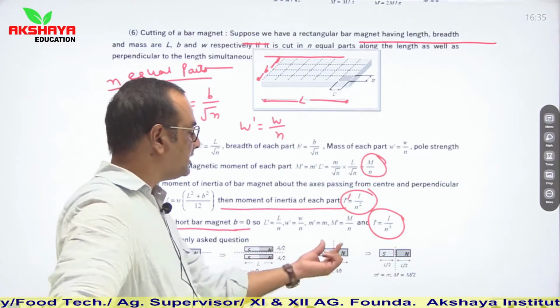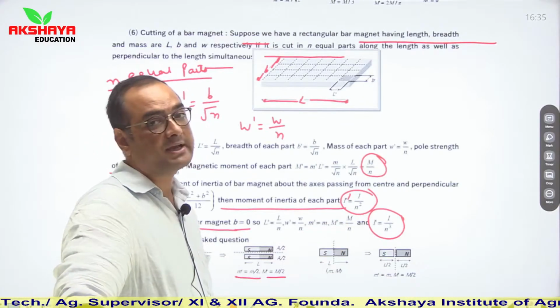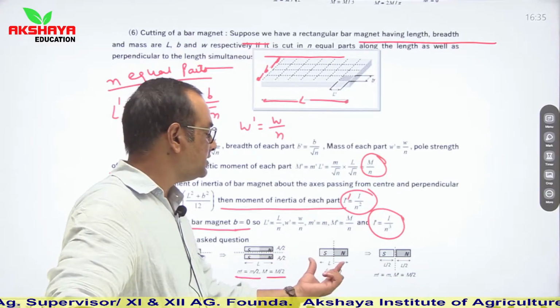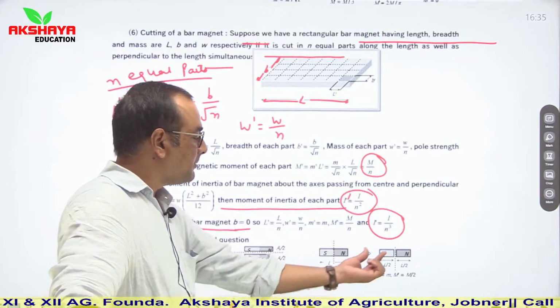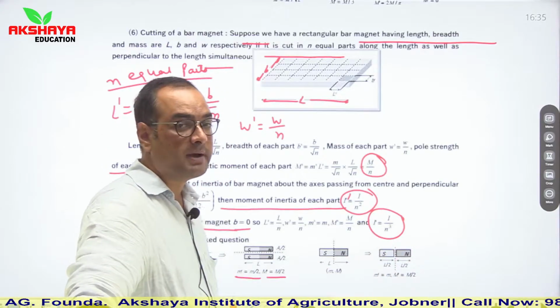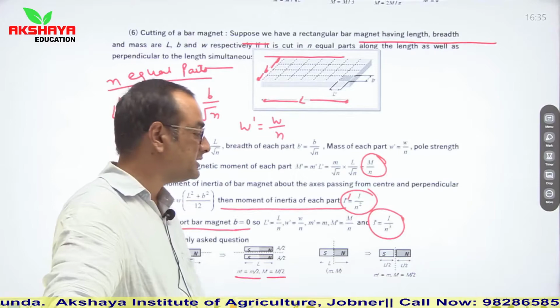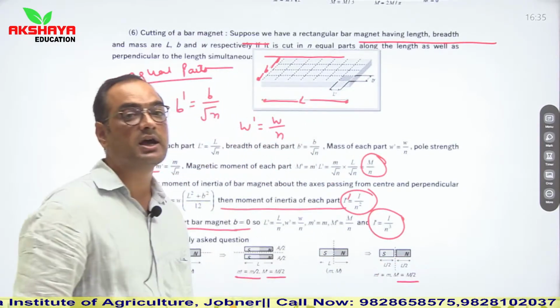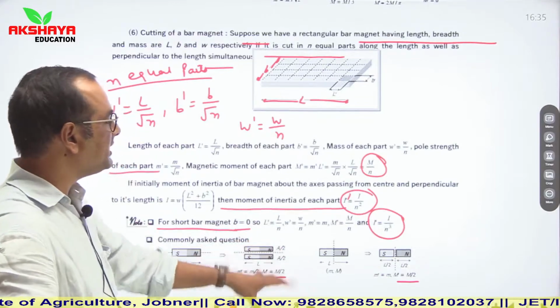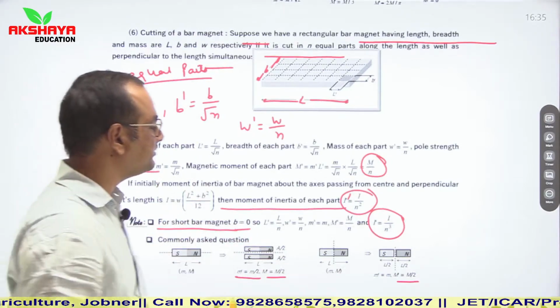Now, if it is cut perpendicular to its axis into two equal parts, then in this situation length becomes half, but each part behaves as a new magnet, so there is no change in pole strength and magnetic moment will be half as length is half. So these are some commonly asked questions and this is a simple pattern.